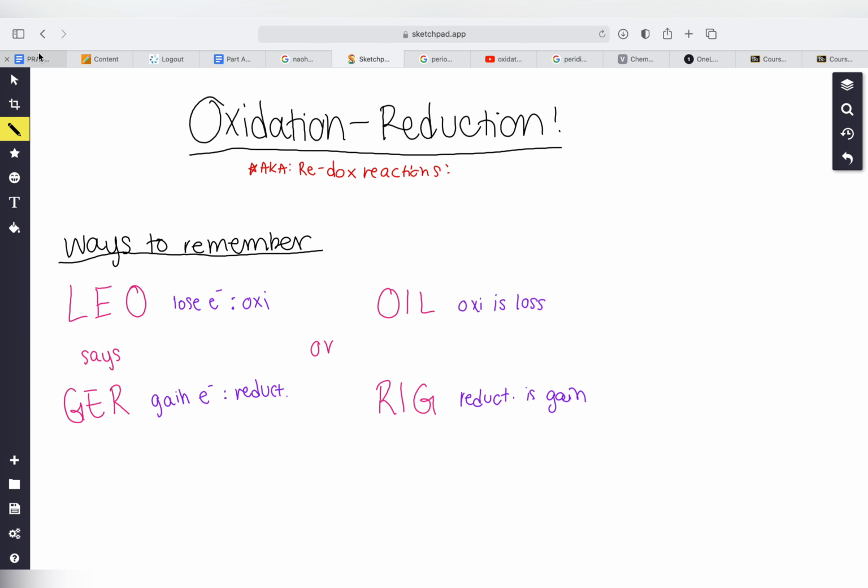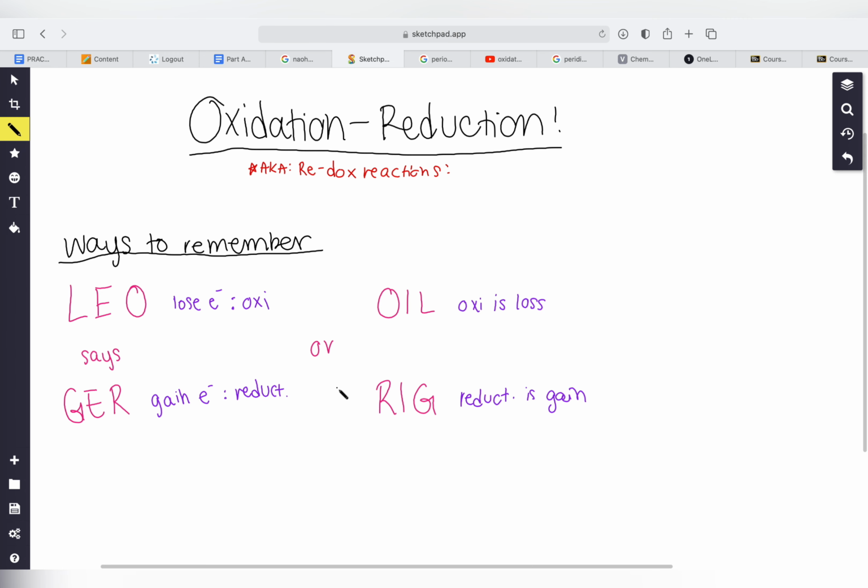Leo says GER means that LEO, loss of electron, is oxidation. Says GER: gain of electron is reduction. And then OIL RIG is where oxidation is loss and reduction is gain. I like Leo says GER because instantly you can think, we're losing electrons, what is that? Oxidation. Gaining electrons, that's reduction. With OIL RIG you have to work backwards: loss is oxidation. Either way, everyone does it differently. I like Leo says GER.